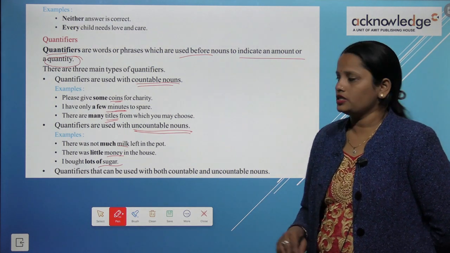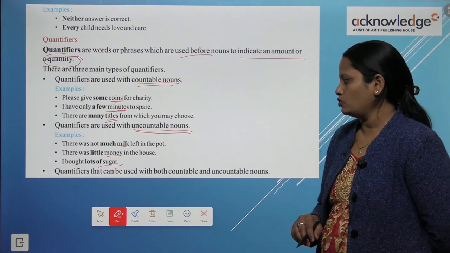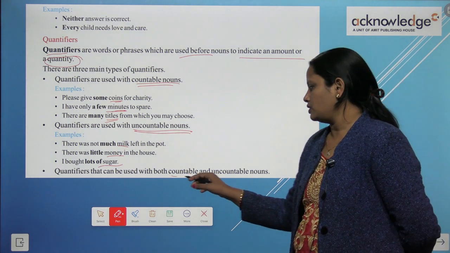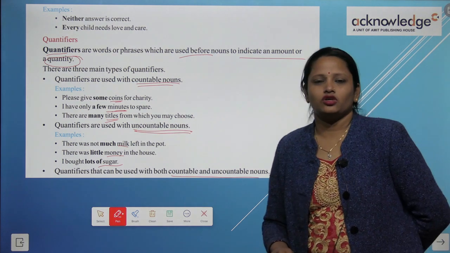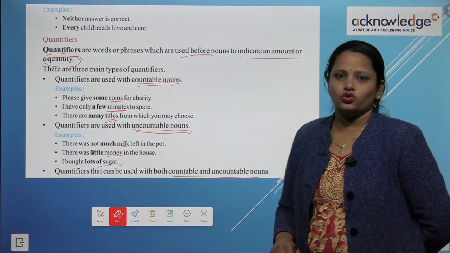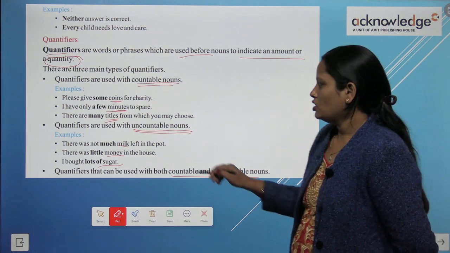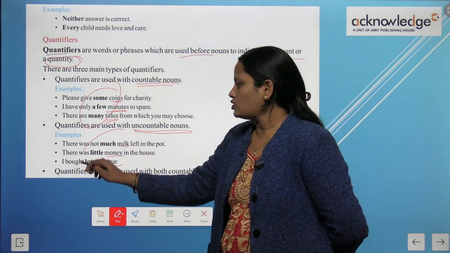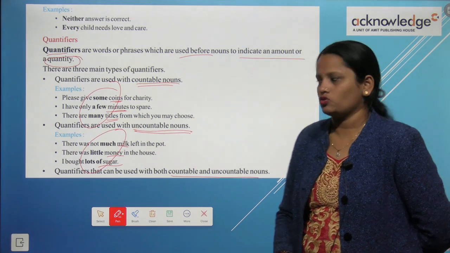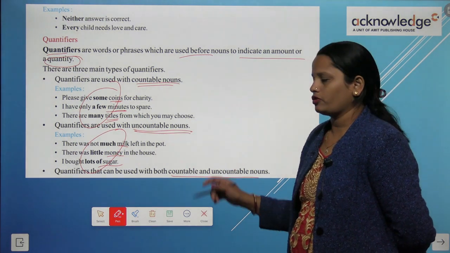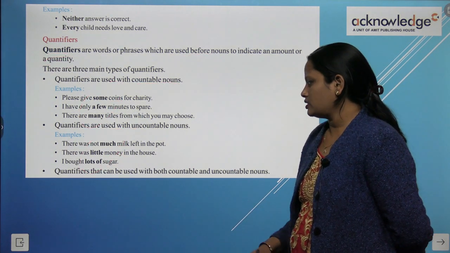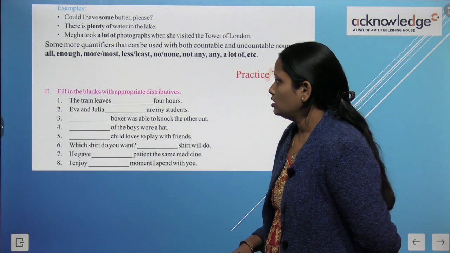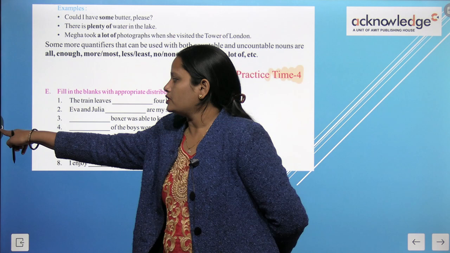Now the third point is quantifiers that can be used with both countable and uncountable nouns. So कई ऐसे quantifiers हैं जो दोनों के साथ यूज हो सकते हैं. तो यहाँ पे जो हमने पढ़े ये काउंटेबल के साथ यूज होते हैं. यहाँ जो हमने पढ़े ये अनकाउंटेबल के साथ यूज होते हैं. Now we are going to learn about the quantifiers that go with both countable and uncountable nouns. So here the examples are given, children.